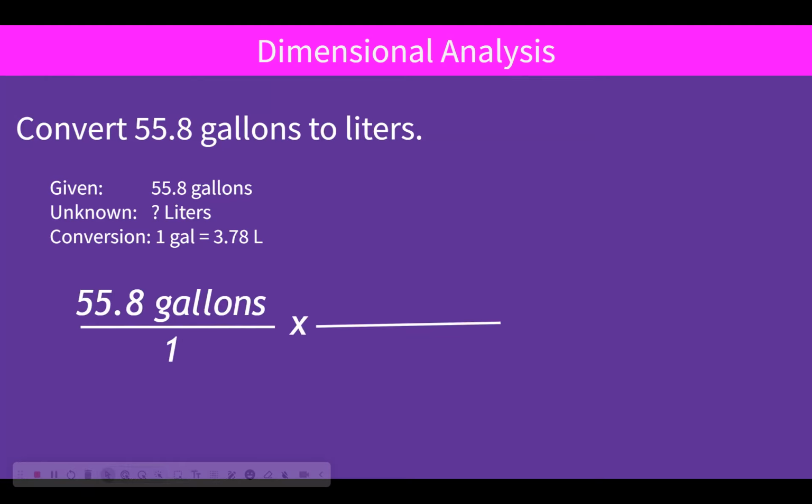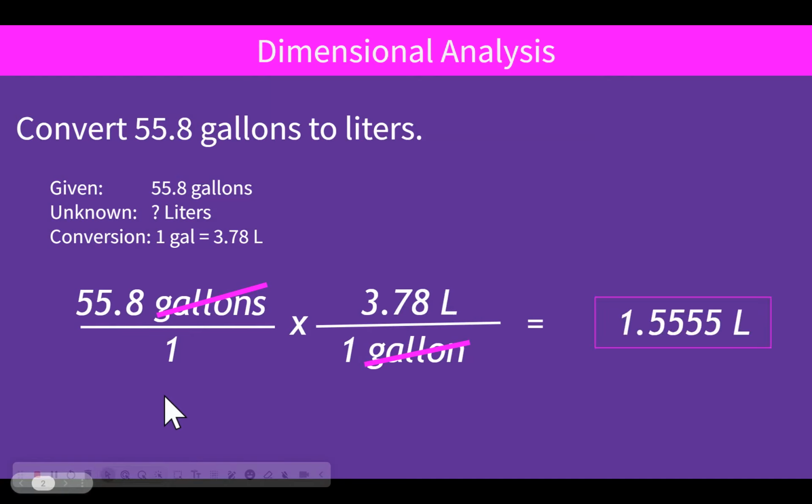Our next conversion is going to need to have gallons on the bottom so that the gallons cancel out, which then means you're going to put the 3.78 liters on the top. And like I said, this will have our gallons cancel out. If we multiply 55.8 times 3.78, our calculator will give us 1.555 continuing. We do need to think about significant figures. Our given has 3 significant figures, so our answer will have 3 significant figures and be 1.56 liters.